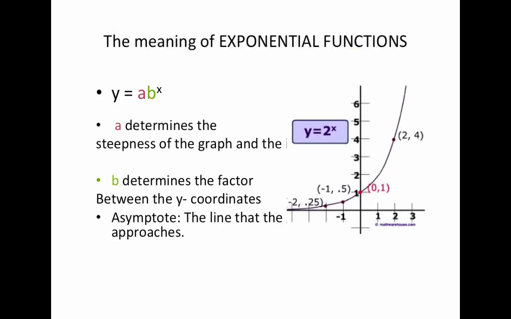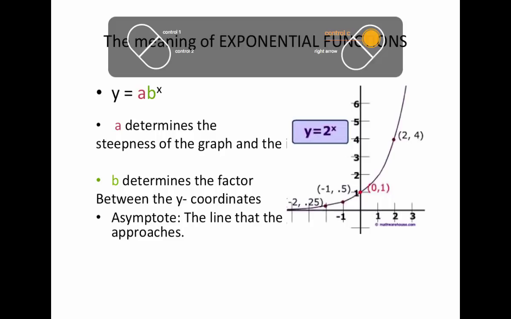A is going to determine the steepness of the graph. It's kind of like slope. It's also going to determine the initial value. A will always be the initial value. That's going to be where you're going to start. It's very similar to the y-intercept when we're not adding or subtracting.